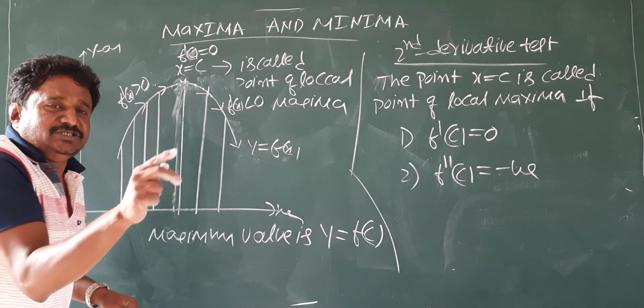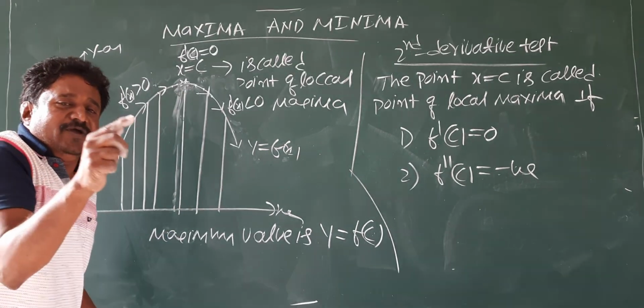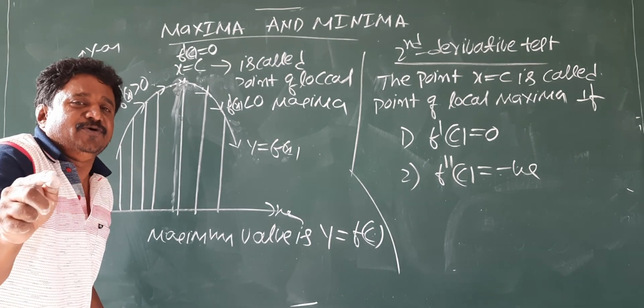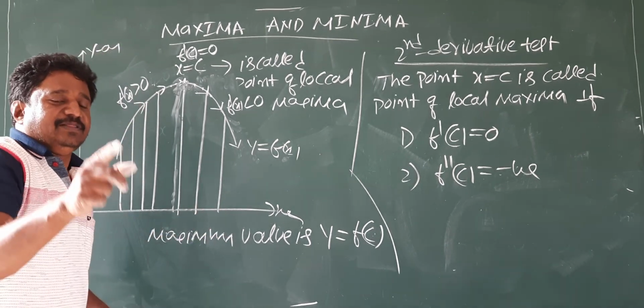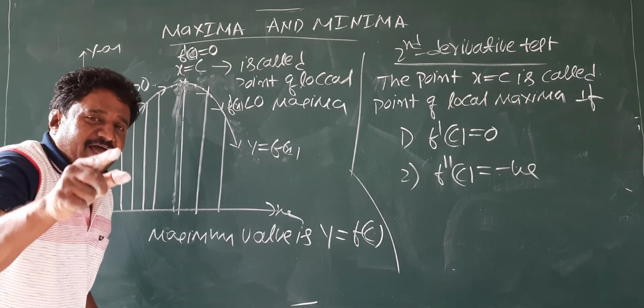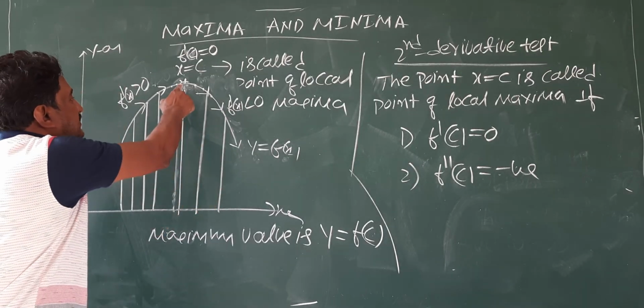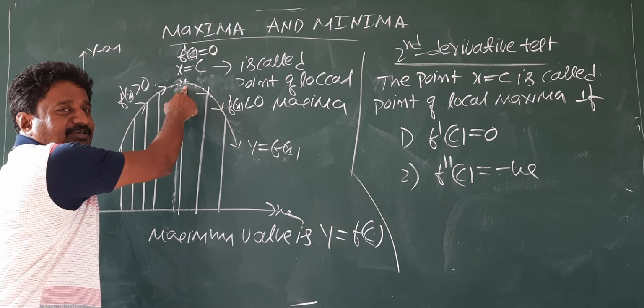Changing from positive to negative, moving from positive to negative means decreasing or increasing? Decreasing. What does it mean? f dash x is decreasing at the point x is equal to c.